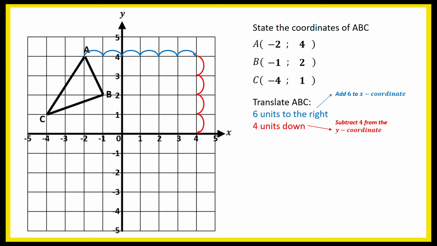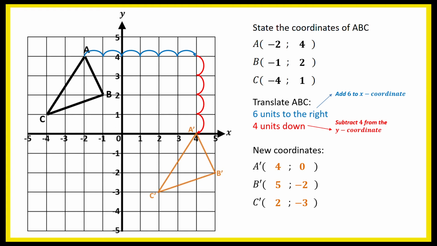So if you check it, my new coordinate for A, I should be adding 6 to the x coordinate and subtracting 4 from the y coordinate. That coordinate would give me (4, 0). And if I move across to 4 and up 0, that's exactly where I am. If I do the same to all my other coordinates, B is -1, if I add 6, I should be sitting on 5, and if I subtract 4 from the y coordinate, I should be sitting on -2, which is what I've got, and I do the same thing for C. If I were to now draw that on the Cartesian plane, that's where it would be sitting.